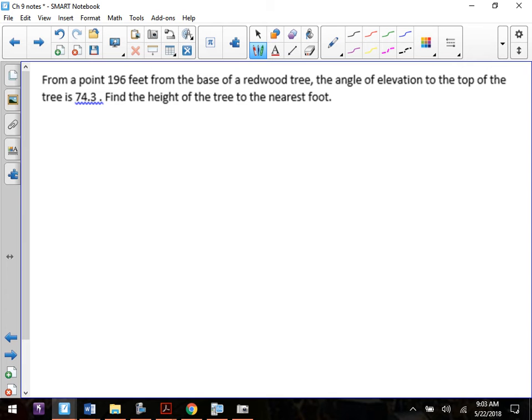So what we got here: from a point 196 feet from the base of a redwood tree, the angle of elevation to the top of the tree is 74.3 degrees. Find the height of the tree to the nearest foot. Well, angle of elevation, if you recall, was line of sight looking up. Line of sight is your eye looking up to an object. Now, if it's telling you that you are 196 feet from the base of something, that's horizontal distance. You've got the tree looking up, and you're coming down this way.